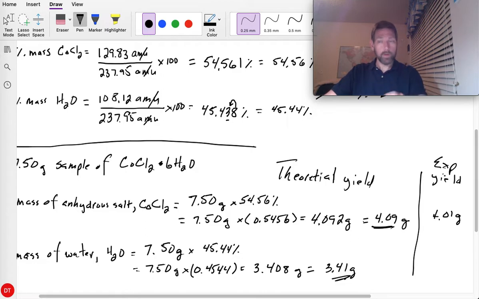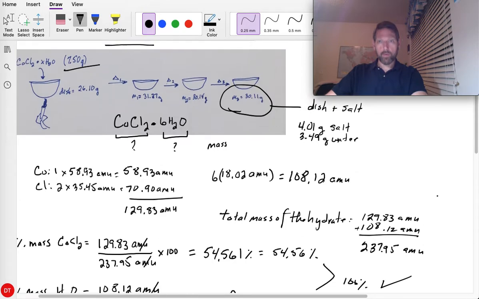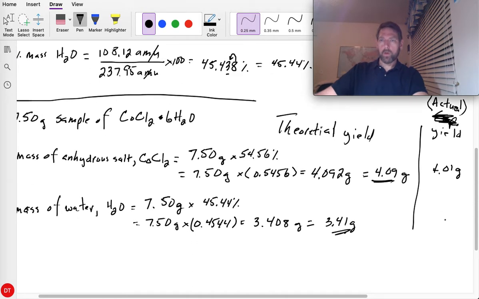All right, that was our experimental yield, which is the same as your actual, right? I don't want you to confuse that with expected, because that's what the theoretical is. So our actual yield was this. And then we actually had 3.49 grams of water. You can see that the numbers are very, very similar.